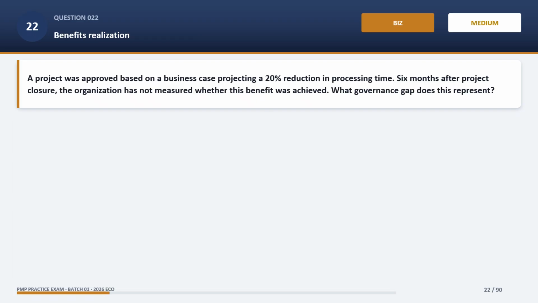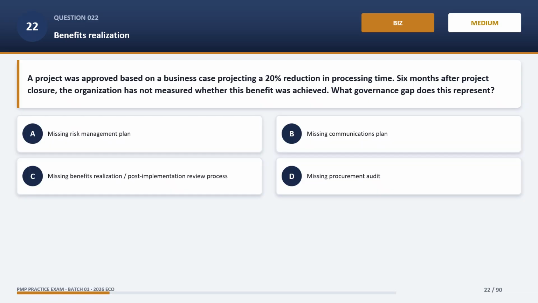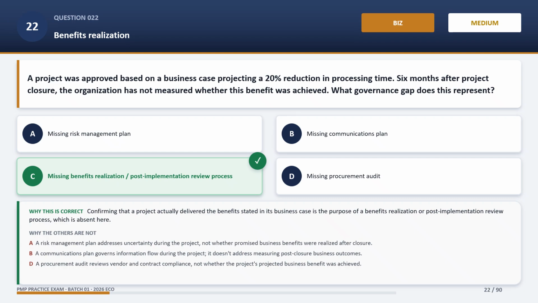Question 22. A project was approved based on a business case projecting a 20% reduction in processing time. 6 months after project closure, the organization has not measured whether this benefit was achieved. What governance gap does this represent? The correct answer is C. Missing benefits realization, post-implementation review process. Confirming that a project actually delivered the benefits stated in its business case is the purpose of a benefits realization or post-implementation review process, which is absent here.